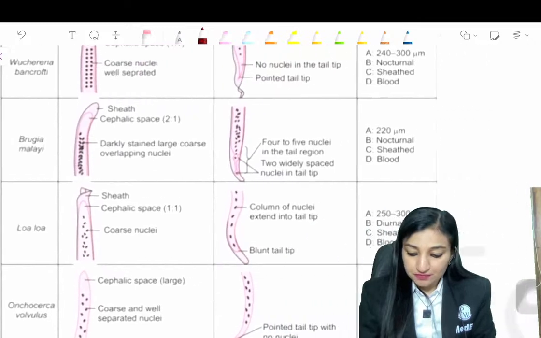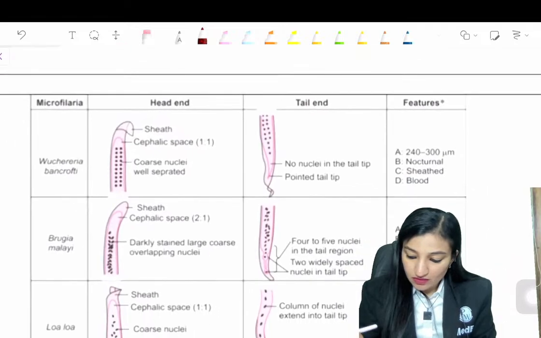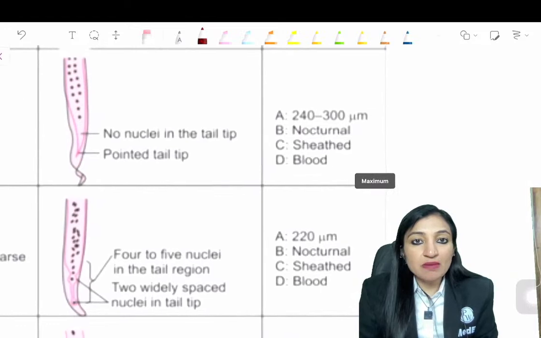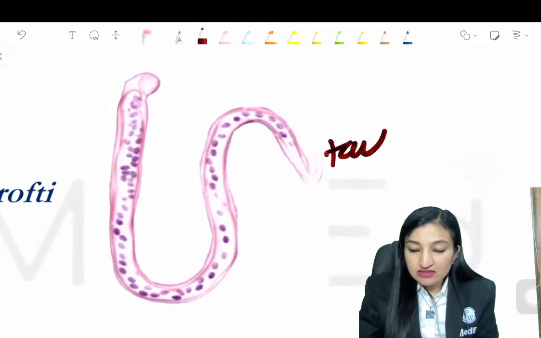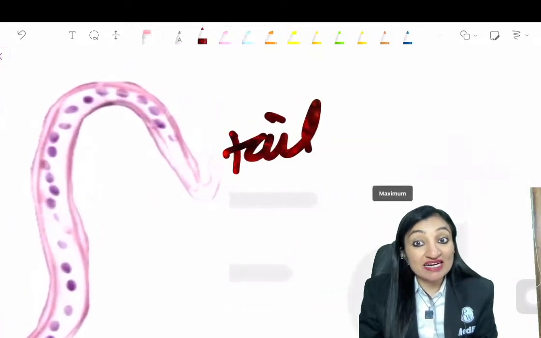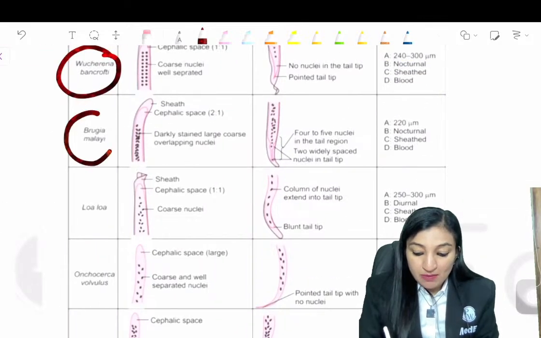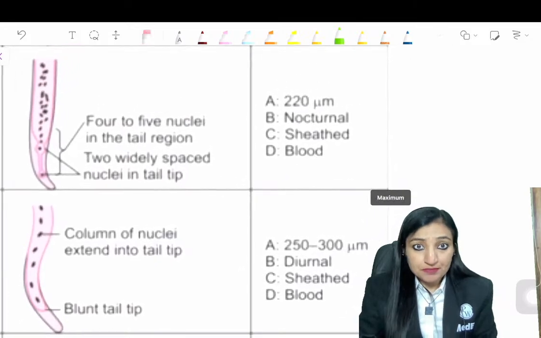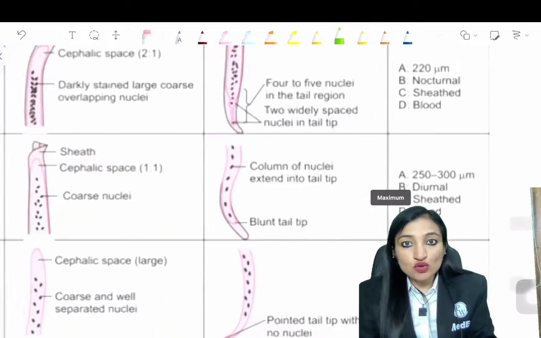Now look at this diagram, this image. In the case of Wuchereria bancrofti, there are no nuclei in the tail tip, and the tail tip is pointed. In this diagram, this is the tail end. Are there any nuclei? There are no nuclei, and it is a sheathed microfilaria. Now, in Brugia malayi, remember, B for Brugia, B for both. Both means two. So in the tail end, there are two widely separated nuclei in the tip of the tail. And it is also sheathed.